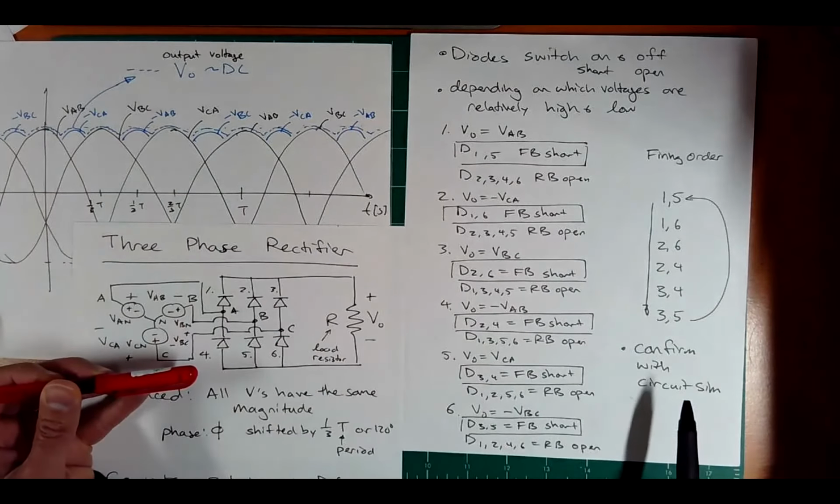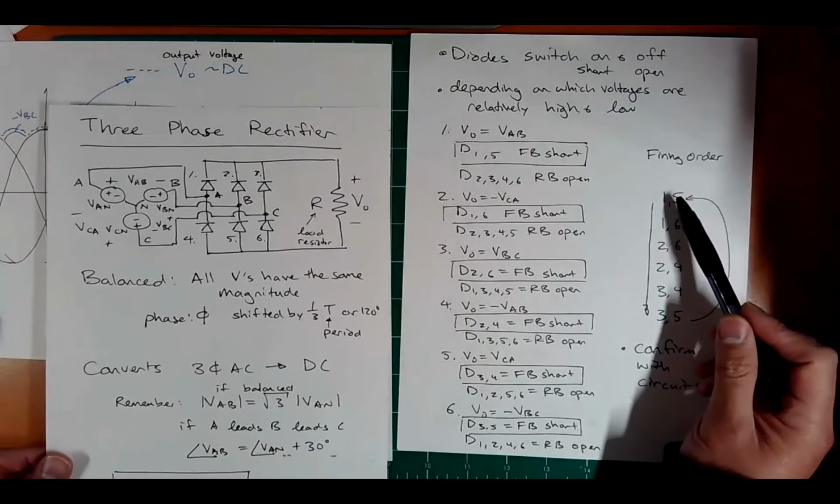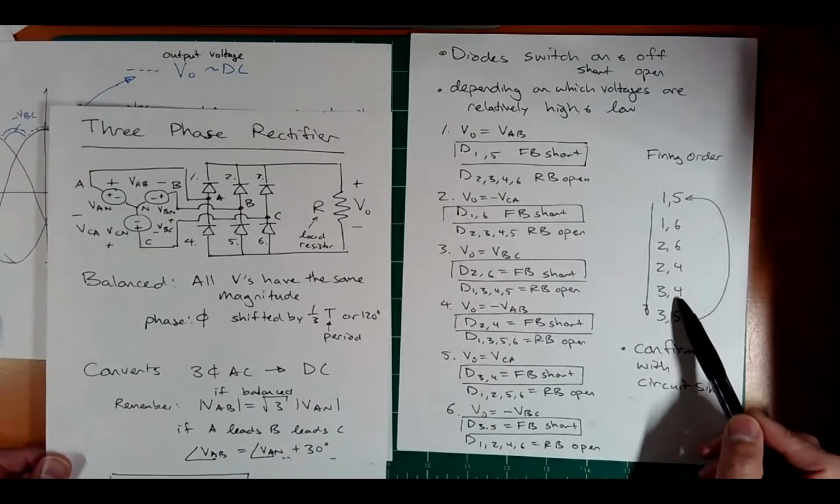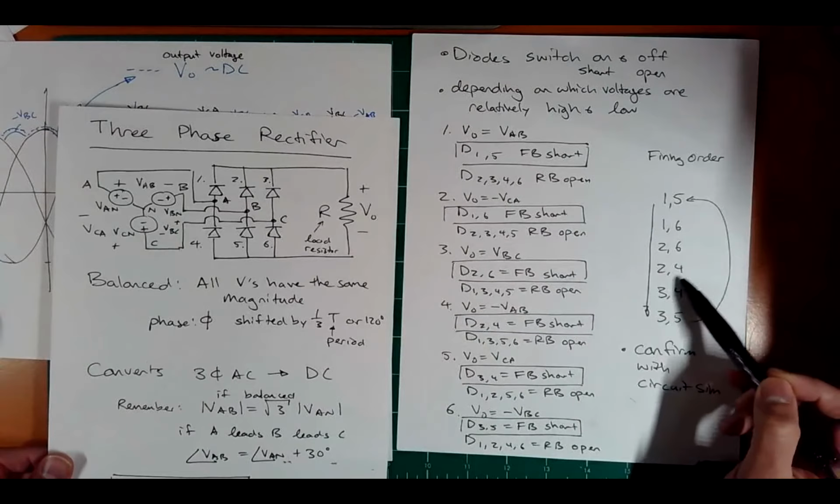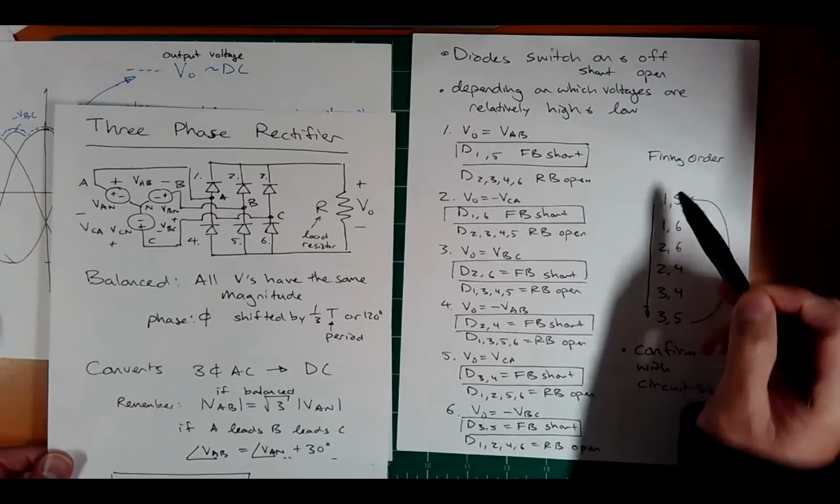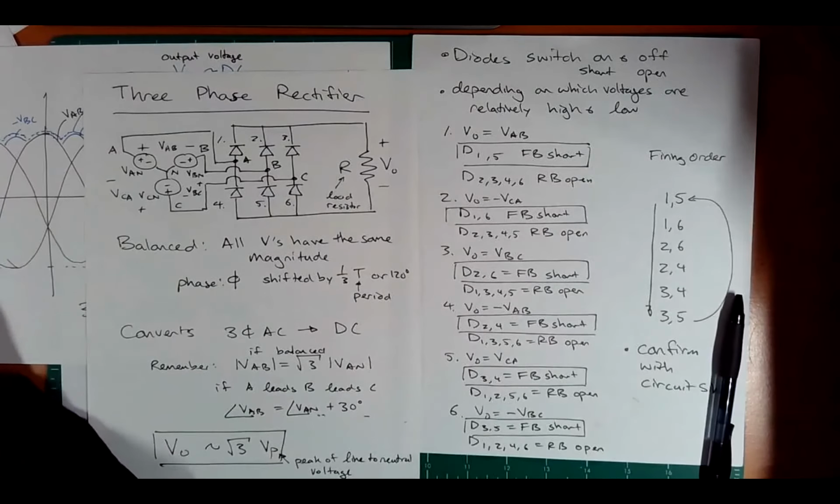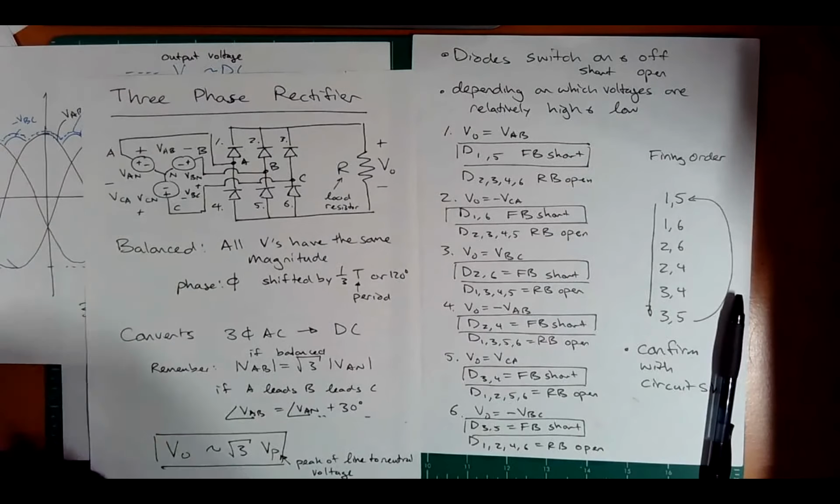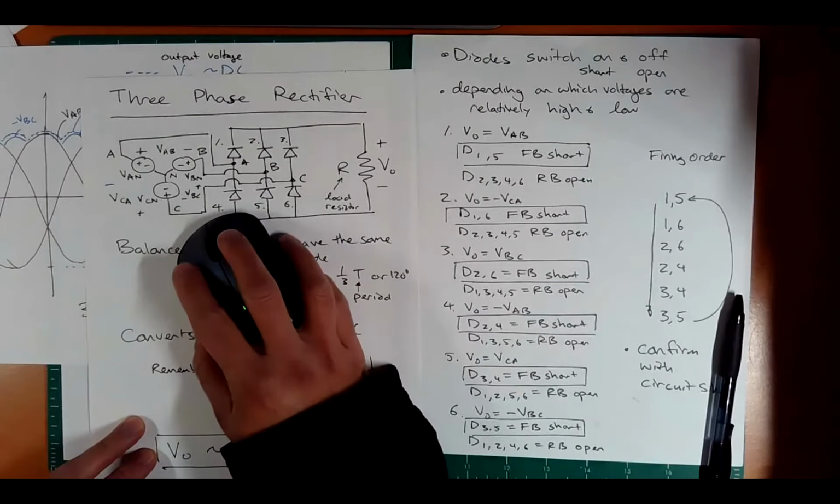Okay. So let's confirm this through Circuit Sim and see if we get the same firing order: 1, 5, 1, 6, 2, 6, 2, 4, 3, 4, 3, 5. And notice the pattern: 1 and 1, 6 and 6, 2 and 2, 4 and 4, 3 and 3, 5 and 5. You kind of get this nice alternating pattern. Okay, let's go check out the simulation. So we're going to go over here and screen share this guy.